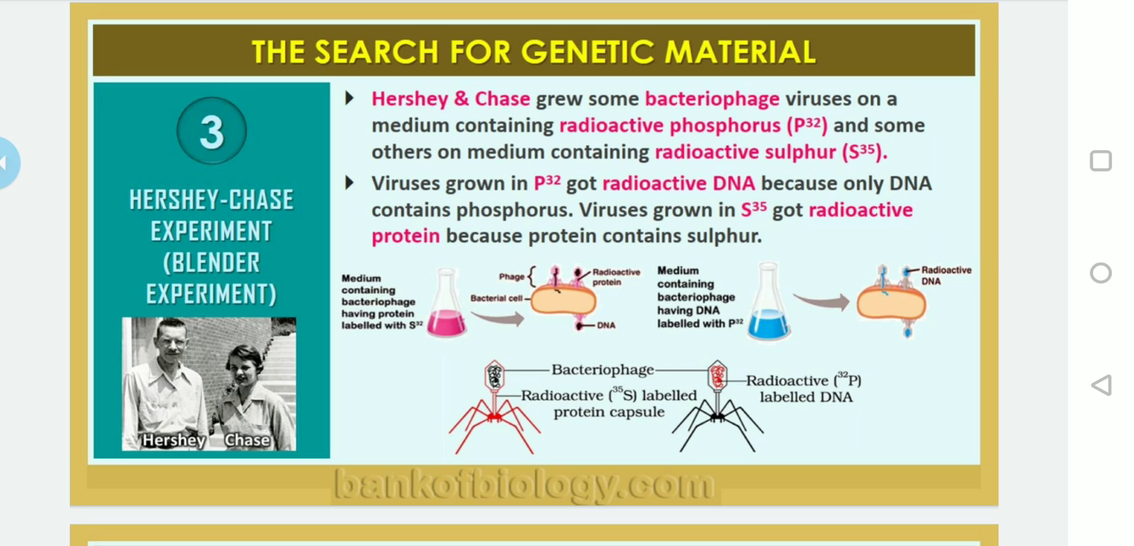So that's what Hershey and Chase worked to discover: whether it was protein or DNA from the viruses that entered the bacteria. That's why Hershey and Chase grew some bacteriophage viruses in a medium containing radioactive phosphorus and some in another medium containing radioactive sulfur. Why am I telling this? The reason behind why they chose this.